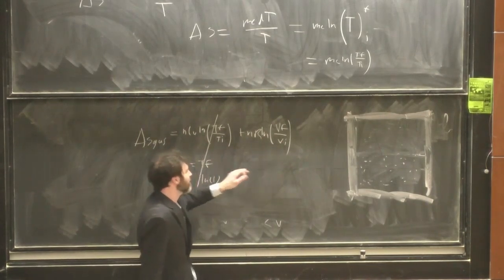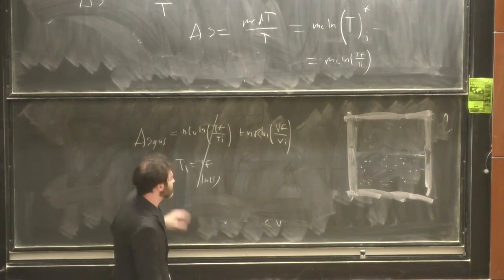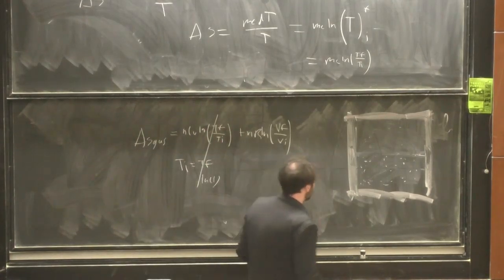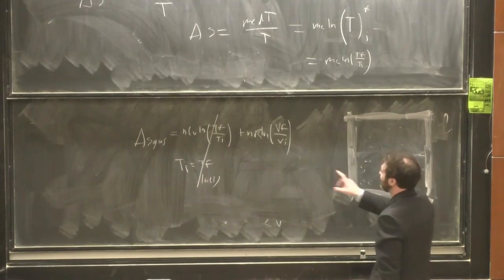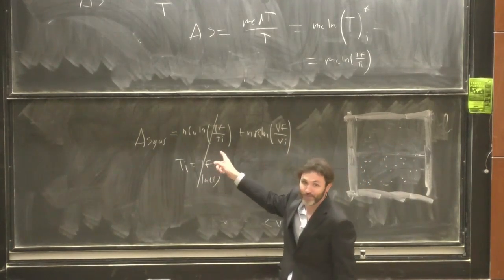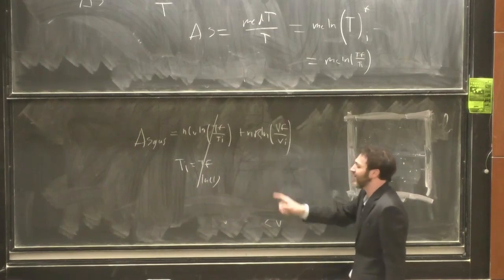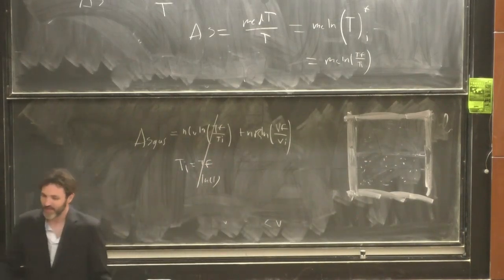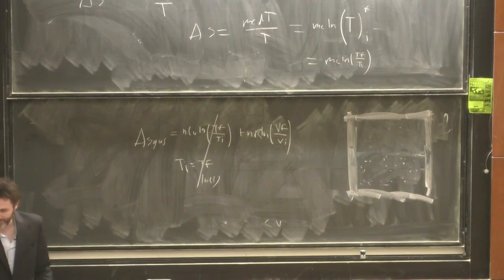But there's no way to make both of these expressions 0, because as long as we have a free expansion, we at least have a change in volume. We may or may not have a change in temperature as well, but we at least have a change in volume. And that alone is enough to produce a change in entropy for the system.